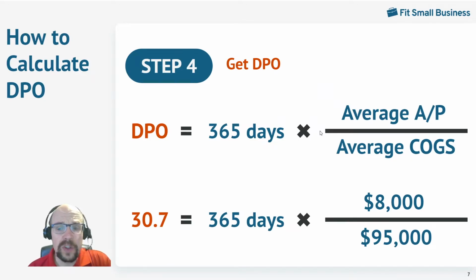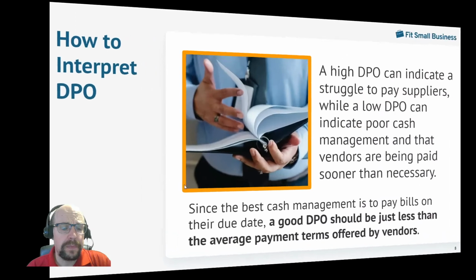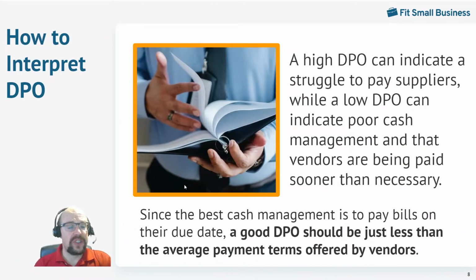So once we have our numerator and our denominator, we simply take 365 days times that ratio to get our days payable outstanding. In our example, our days payable outstanding is just over 30 days. So that's pretty easy to understand, right? It takes us 30 days from the time we purchase our inventory until the time we pay our vendors. So that part's easy to understand.